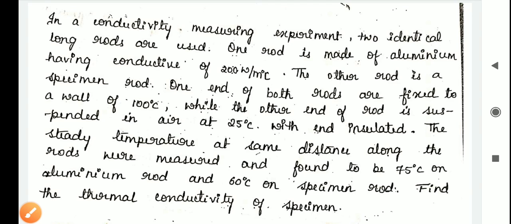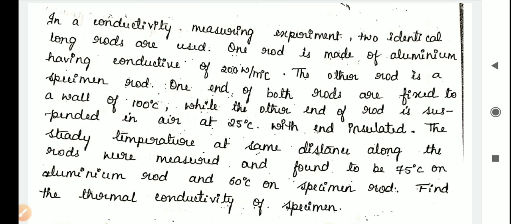This is the fourth numerical. In a conductivity measuring experiment, two identical long rods are used. One rod is made up of aluminium having a thermal conductivity of 200 watt per meter degree Celsius, and the other rod is a specimen rod. One end of both the rods are fixed to a wall of 100 degrees Celsius, while the other end of the rod is suspended in air at 25 degrees Celsius with the end insulated.